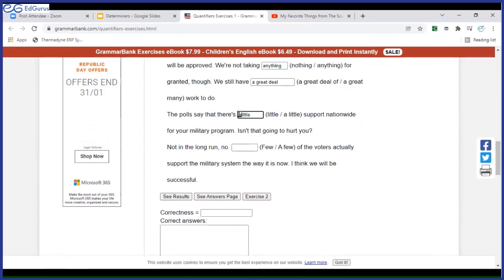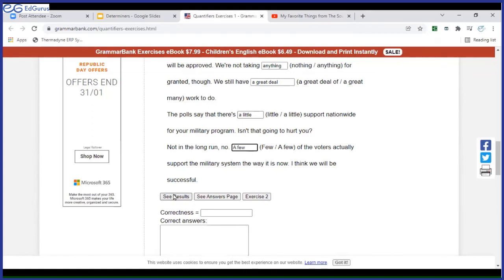Okay. No, not in the long run. No. Dash of the voters actually support the military system the way it is now. A few. Right. So shall we check the results?